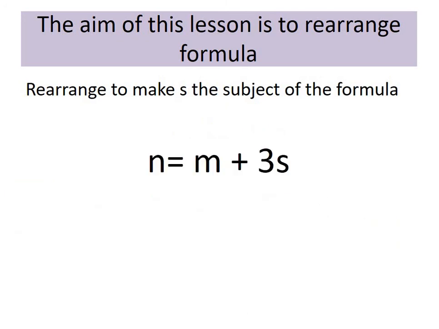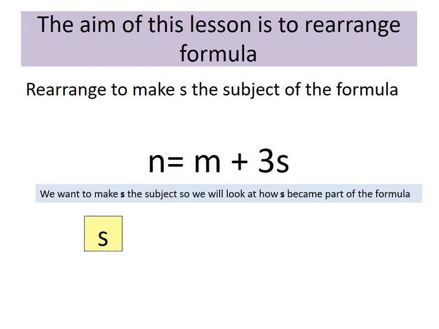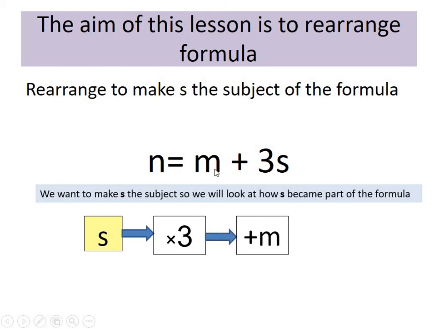Again, let's have a look at this one. This says that n equals m plus 3s, and we want to undo this to make s on its own. So let's have a look at how s became part of the formula. If we look at this, we can see that s isn't on its own, it's with a 3. 3s means 3 times s, so we can see that s has been multiplied by 3, and then an m was added on, and all of that equaled n.